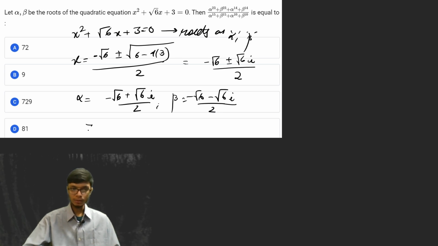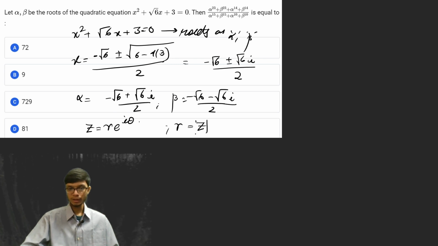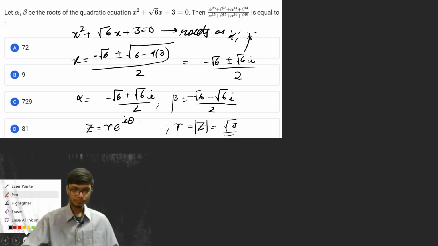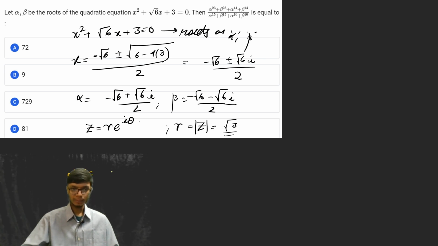Again, if I use the complex notation, or the Euler notation, for writing these complex numbers, then z is equal to r e to the power i theta. If you look at both complex numbers, the modulus r is the same in both cases: root of root 6 by 2 whole square plus root 6 by 2 whole square, which is root under 12 by 4, basically root 3. That means you can express alpha and beta as root 3 e raised to the power i times the angle.